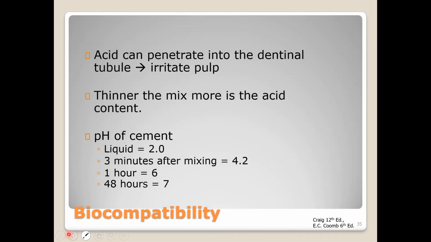So when we come to biocompatibility, it means that there should be no harm to living tissue. But the only drawback with zinc phosphate is that the acid can penetrate into dentin and tubules and irritate the pulp. The thinner the mix, the more is the acid content. If we are using it as a luting agent as compared to a restorative agent, in luting there are higher chances of pulpal irritation as compared to restorative consistency.